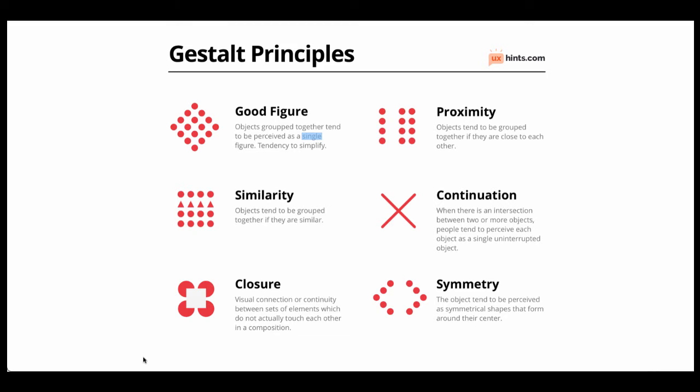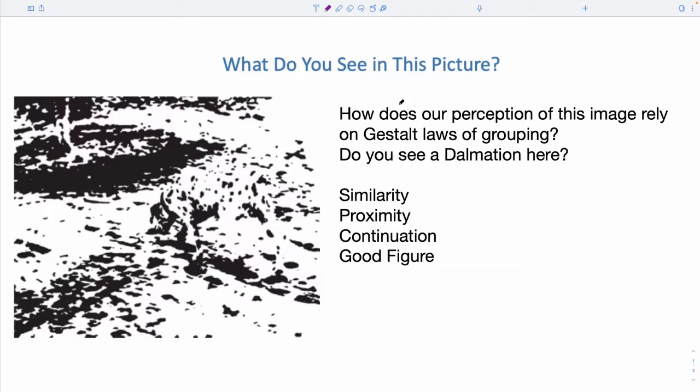And that's part of what's important for the structural theories, is that you're not looking at all of the elements or all of the features. You are looking at them kind of holistically according to these Gestalt principles. So what do you see in this picture? How does our perception of this image rely on Gestalt laws of grouping? So first off, you might see a Dalmatian here.